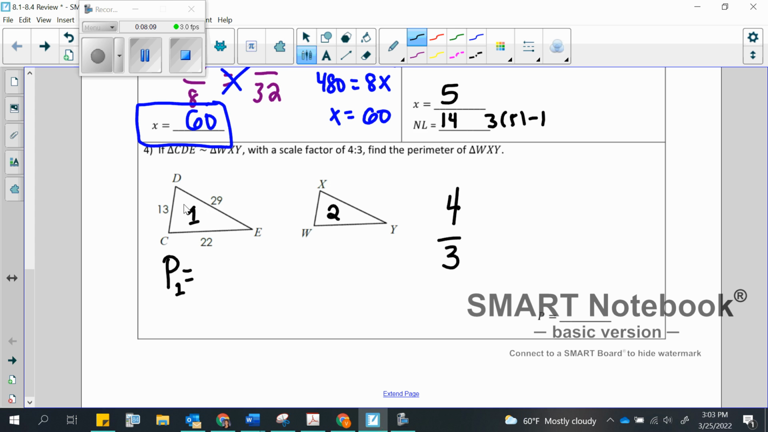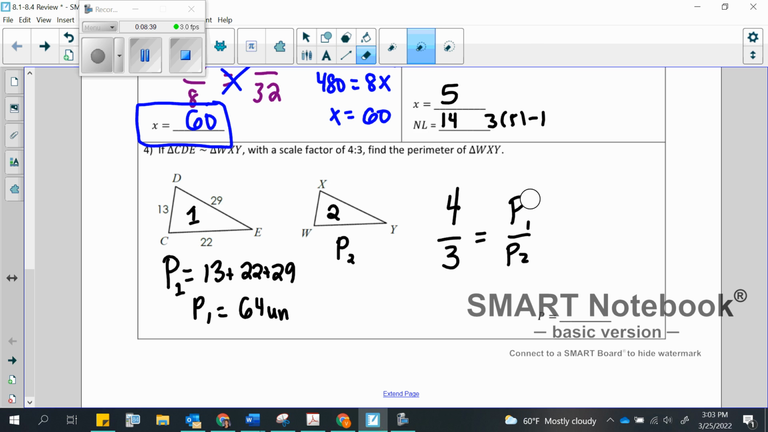So what I'm going to do is first find the perimeter of the first figure. I'll call it triangle number 1, triangle number 2, just to make it easier. So the first perimeter, I'm just going to add up 13 plus 22 plus 29. So my first perimeter is 64 units. And I want to find the perimeter of my second figure, p sub 2. So all I'm going to do is set up my proportion. We have a scale factor of 4 over 3, and if I were to divide the two perimeters, they should equal the scale factor. But what is p sub 1? Well, we already found that. We just added up all the sides, and we got 64.